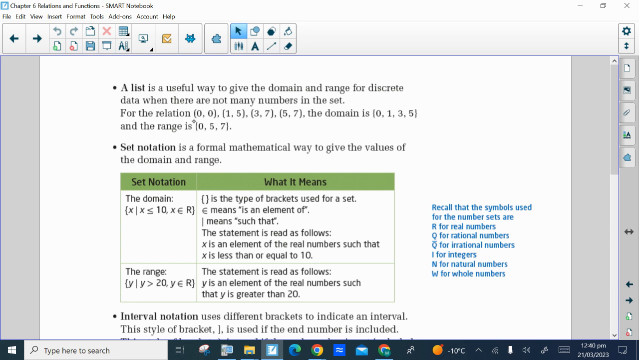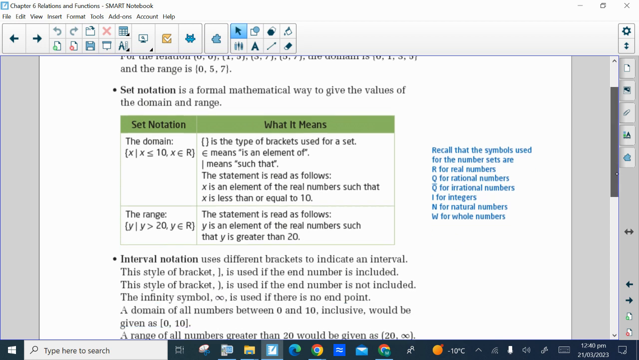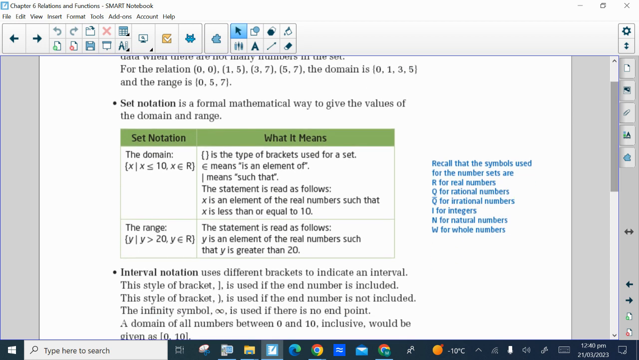So for this example, we've got a table, or I should say a set of ordered pairs. There are 4 points there. The domain are just the x values, the first numbers in the ordered pair: 0, 1, 3, and 5. That's your domain. Your range would be the y values, or the second numbers in the ordered pair: 0, 5, 7, and 7. And notice you don't have to write both 7s there. Okay? 2 of the points have a y value of 7, but you don't have to write them both when you give the range. You can, it's not wrong, it's just not necessary.